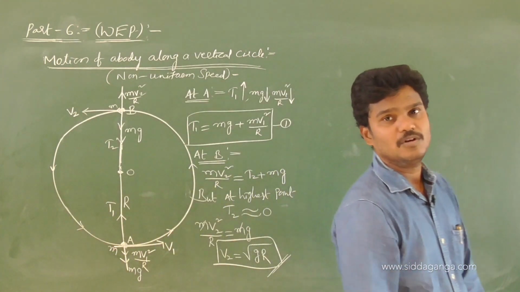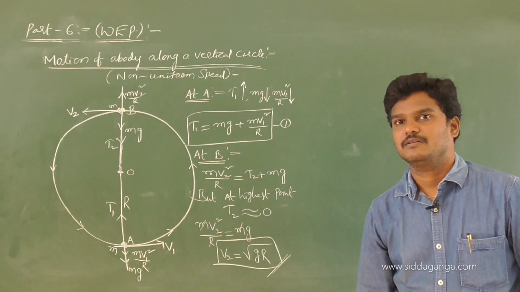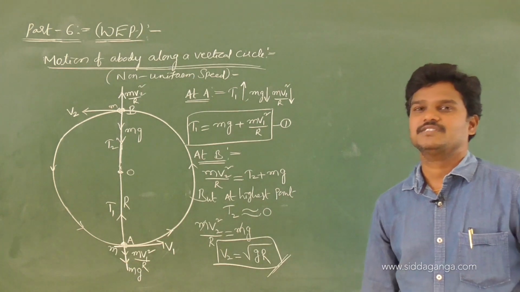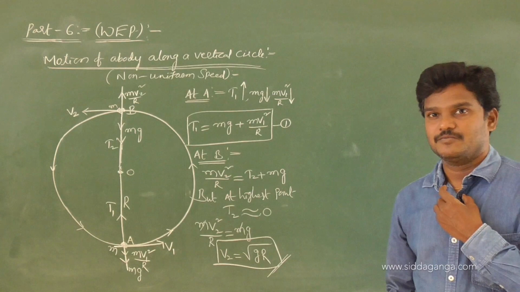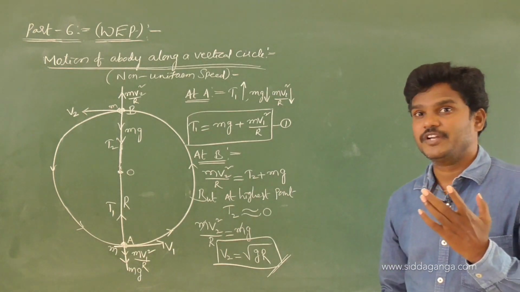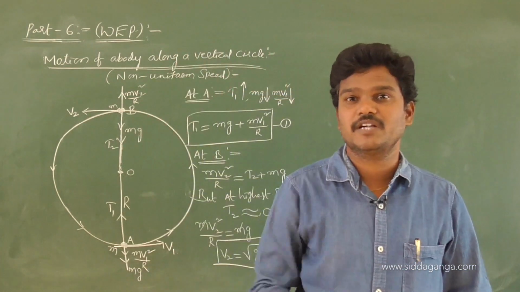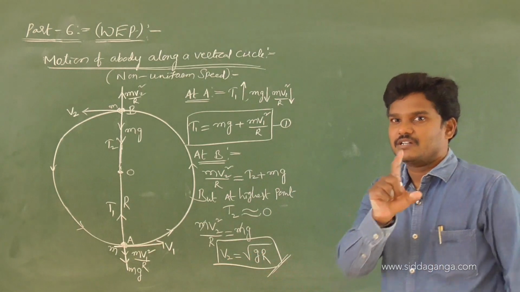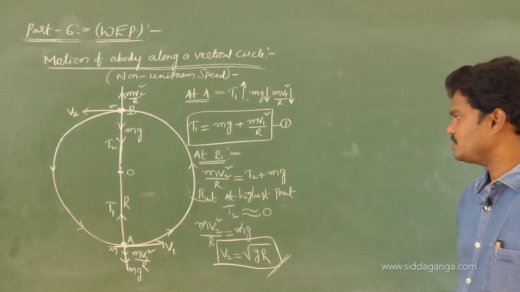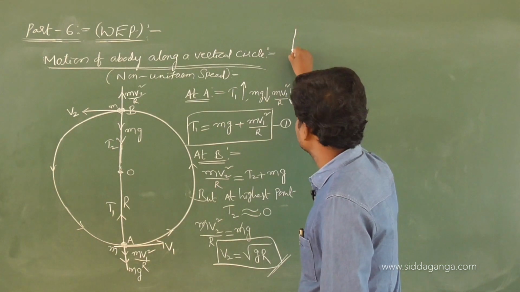The body will have root g times r, root of gr. This is the speed of the body at the highest point. Once a stone or a body is rotated in a vertical circle, at the highest point the body has root gr speed. Now let us find how much speed it will have at the lowest point.